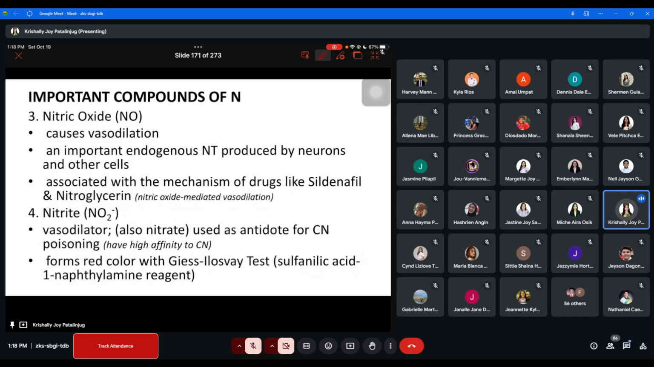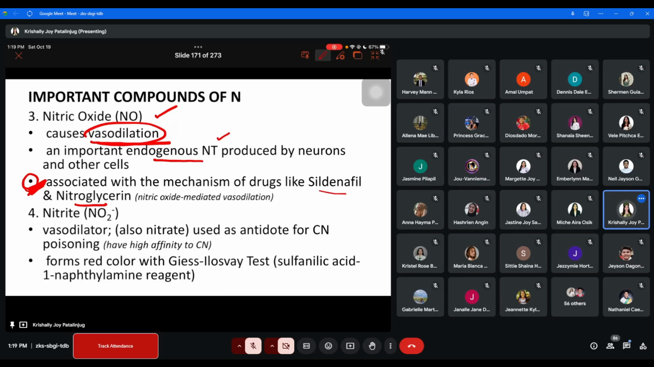Okay, that's it. Then nitric oxide, somehow this information na-review na ninyo under sa mga nitrate or nitrite containing compounds under sa sodium. Nasabi nga na ang nitric oxide is an endogenous vasodilator, neurotransmitter, and yung action niya sa blood vessel is vasodilation. Kindly take note, sa pharmacology naman ito, na information associated with the mechanism of drugs like sildenafil and nitroglycerin.